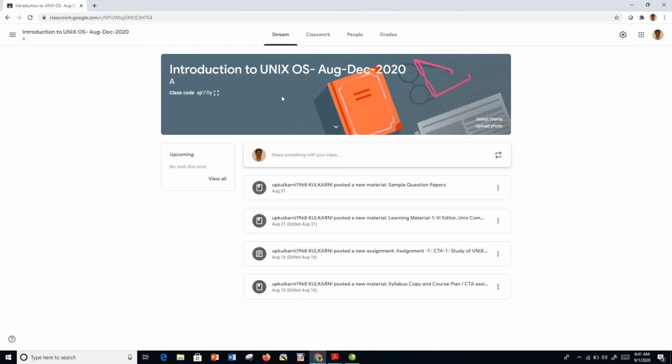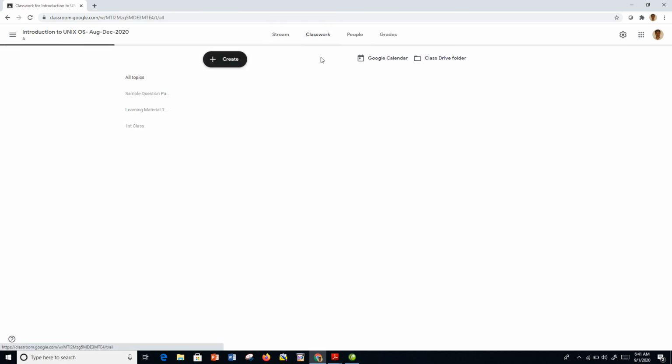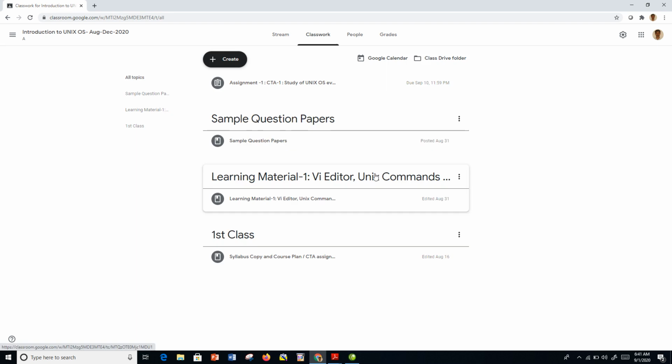Introduction to Unix operating system. When you see this, you will find different sections. I have uploaded a syllabus copy here. The first class material, whatever we are discussing now, will be put into this. Already I have put it, which you will go through. I have put a sample question paper there, and assignment number 1 I have already given to you. You will submit it by September 10th. Meeting the deadlines is very necessary. This assignment is about studying the evolution of the Unix operating system and submitting a PDF of that.